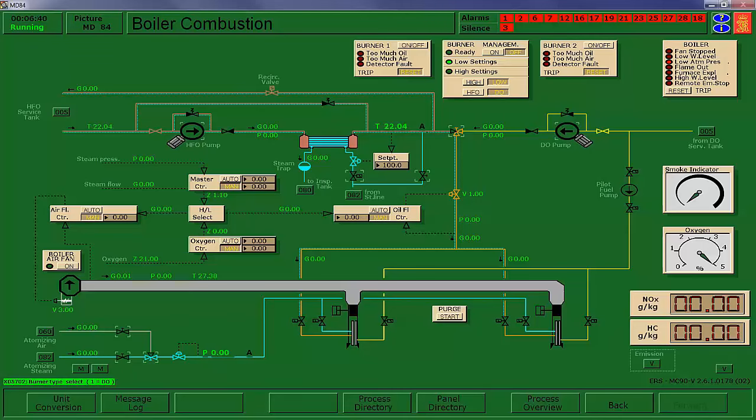You'll see we get this low atomizing pressure. That's because we have no steam atomization pressure right now. We'll talk more about that. We'll have to clear that before we move on, though.